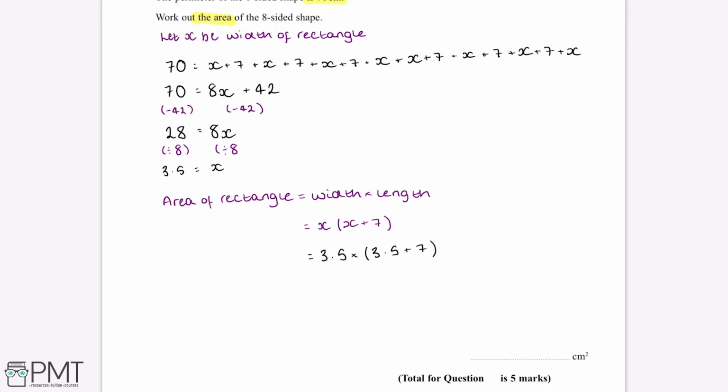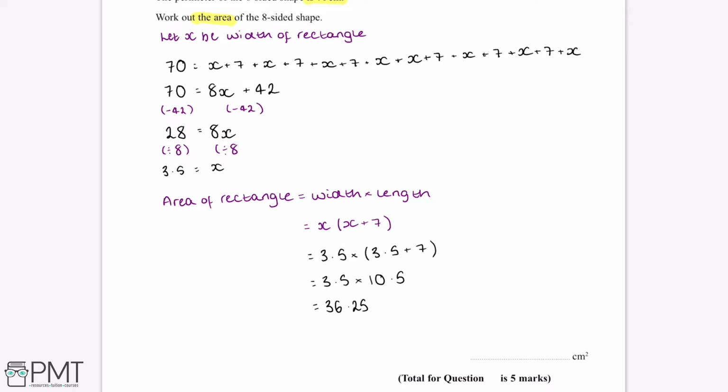So if we remember our BODMAS rules, we'll always do the brackets before the multiplication. So we can start off with 3.5 plus 7, and this gives us 10.5. And finally 3.5 multiplied by 10.5 gives us 36.75.